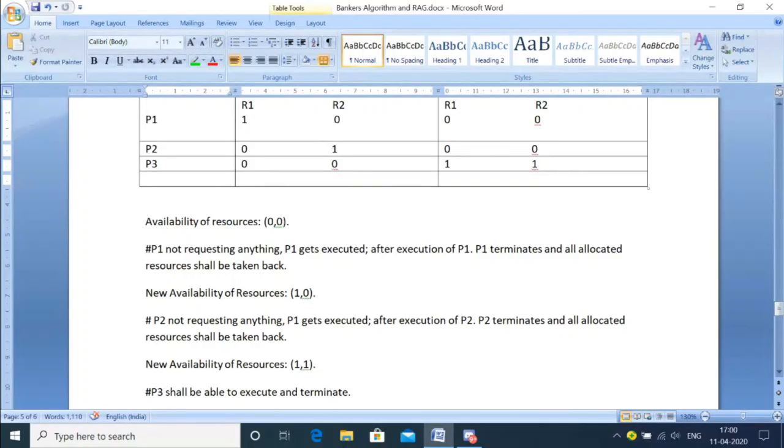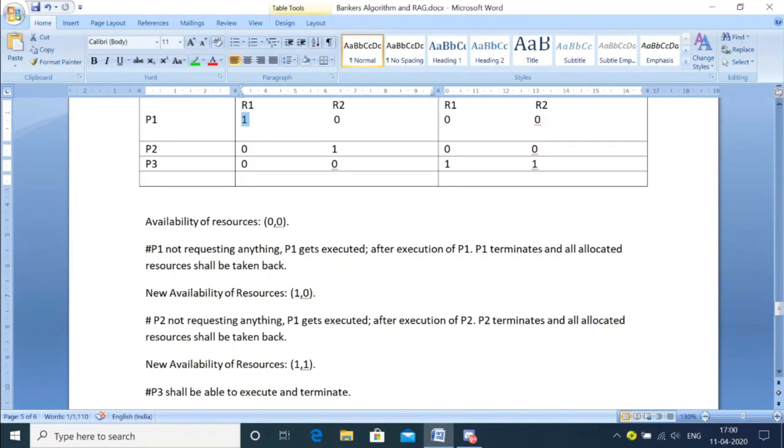No, P1 is not requesting anything, isn't it? See, it's 0 here. P1 is not requesting anything. It is not requesting R1, it is not requesting R2. So P1 can be given to the CPU and P1 will be released. Now, the moment P1 releases, whatever resources we had given to P1 will be added.